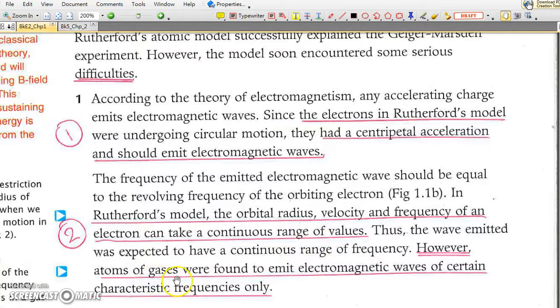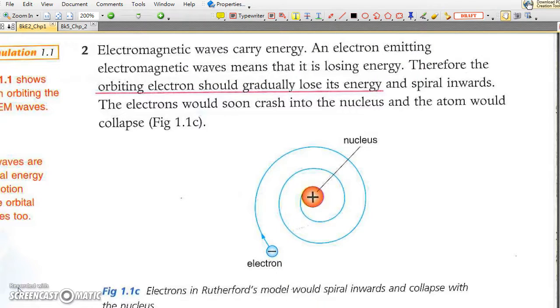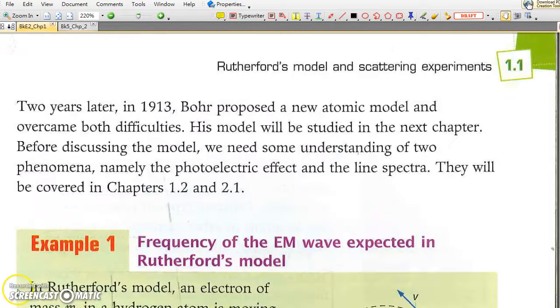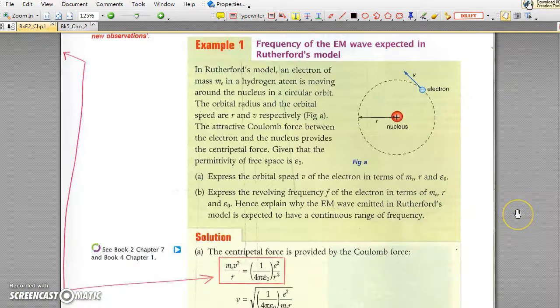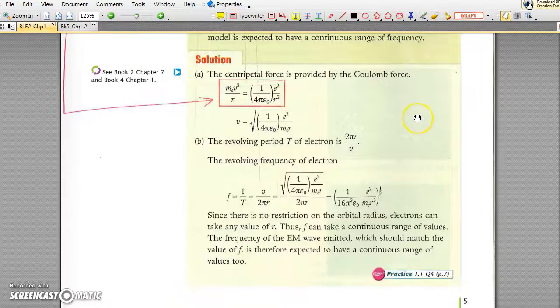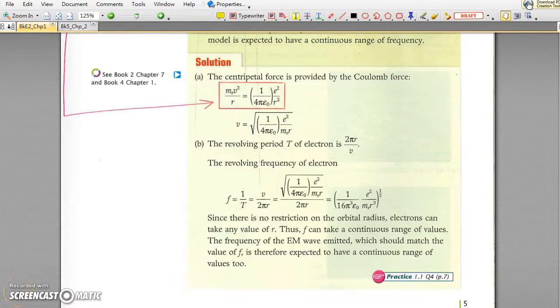However, atoms of gases are found to emit electromagnetic waves of certain characteristic frequencies only. So we got to find some way to limit the value of radius, frequency, and velocity as well of electron, so that it does not emit electromagnetic waves while it is in circular motion. And there was then Bohr who solved the problem. He proposed a new atomic model afterwards. Now see if you can, just like in example 1, find out the frequency of the circular motion when an electron is orbiting the nucleus.